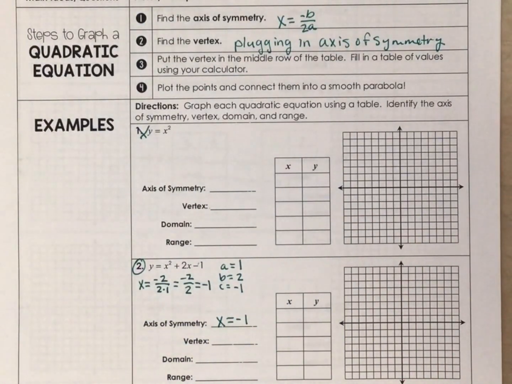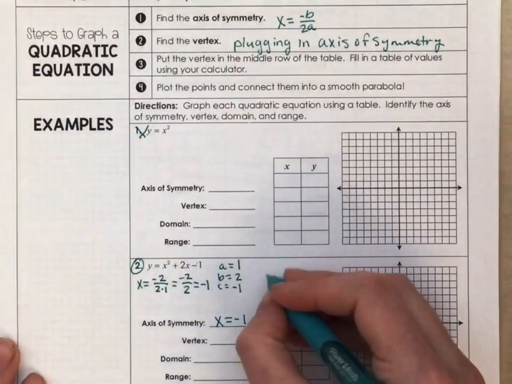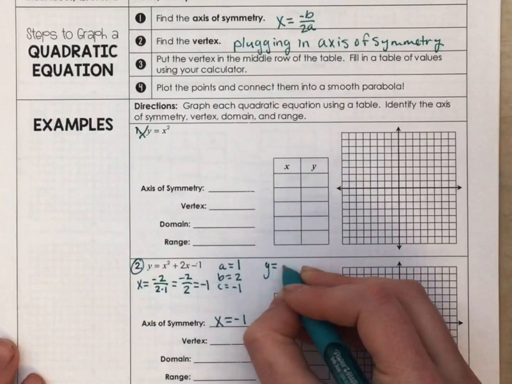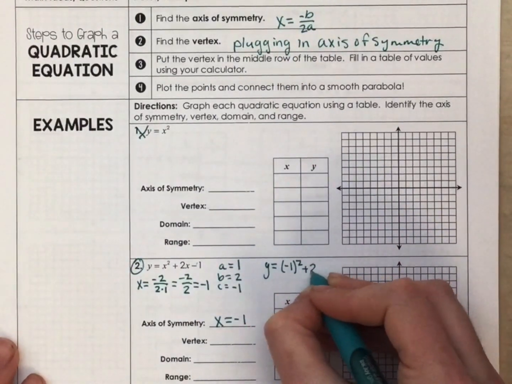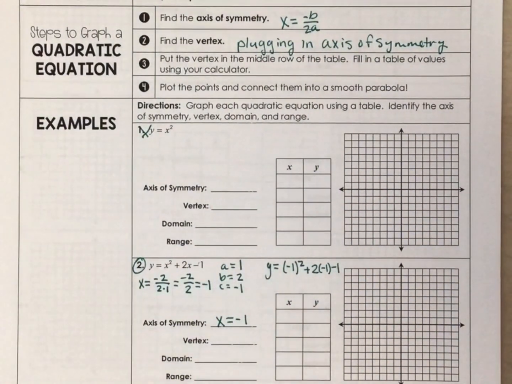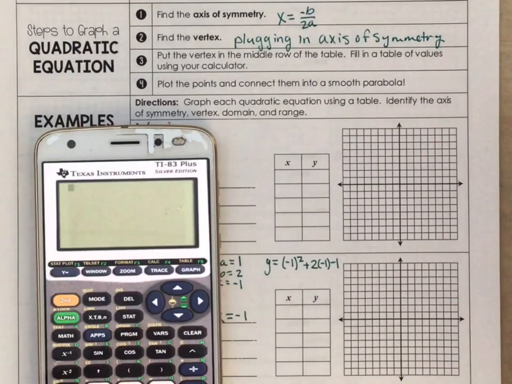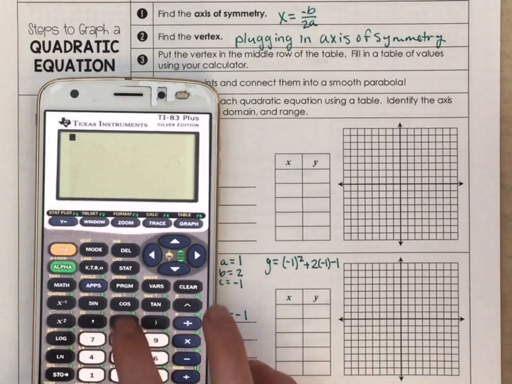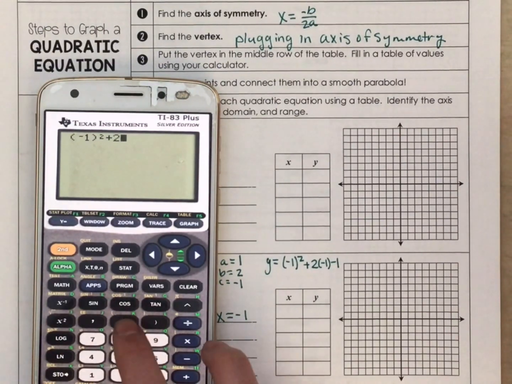Now, again, to find our vertex, we're just going to plug in negative 1 for the x's in my equation here. So we'll have y equals negative 1 squared, don't forget your parentheses, plus 2 times negative 1 minus 1. So in our calculator, we'll type that in: parenthesis negative 1 squared plus 2 parentheses negative 1 minus 1.